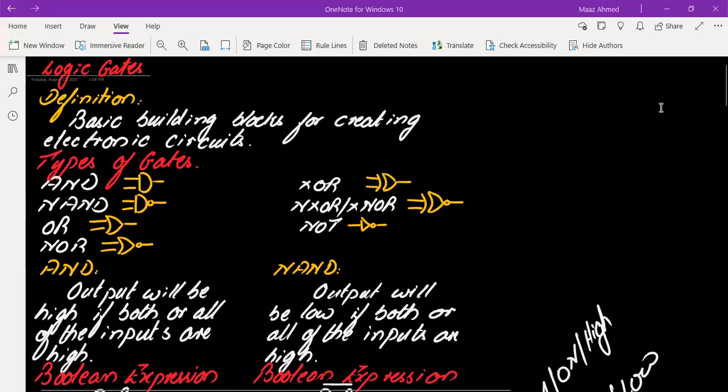Okay, here come the logic gates. Now, what are logic gates? As we know, if you can see the definition, it's clearly written over there that these are the basic building blocks for creating any kind of electronic circuits.